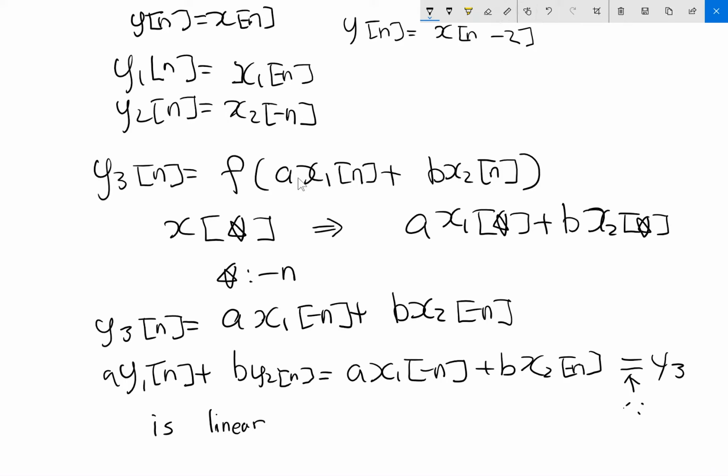So the problem changed into y[n] equal to x[n minus 2]. So y1[n] is x1[n minus 2], and y2[n] is x2[n minus 2]. And this line will not change because it's the definition. This line will not change, and star is n minus 2. And y3[n], we plug the star in, so this one is n minus 2, and this one is also n minus 2.